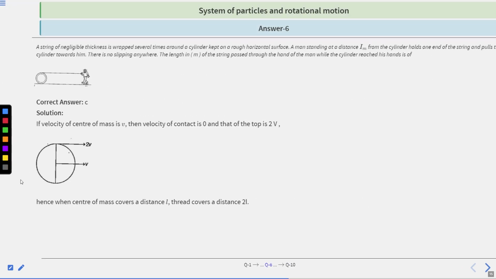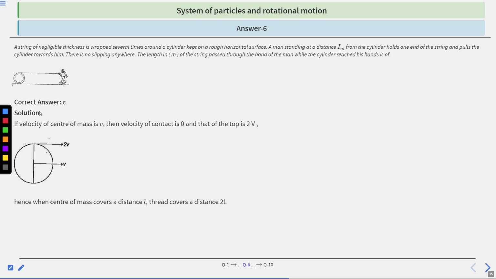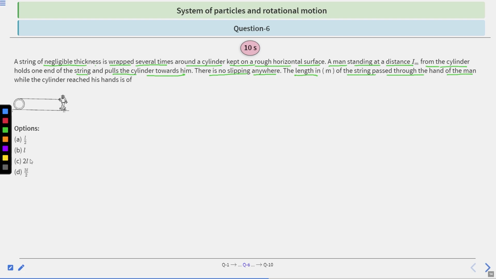Let's find the solution. If the velocity of the center of mass is v, then the velocity of the contact point is 0 and that of the top is 2v. Hence, when the center of mass covers a distance L, the thread covers a distance 2L. So the correct answer is C. C is the correct answer.